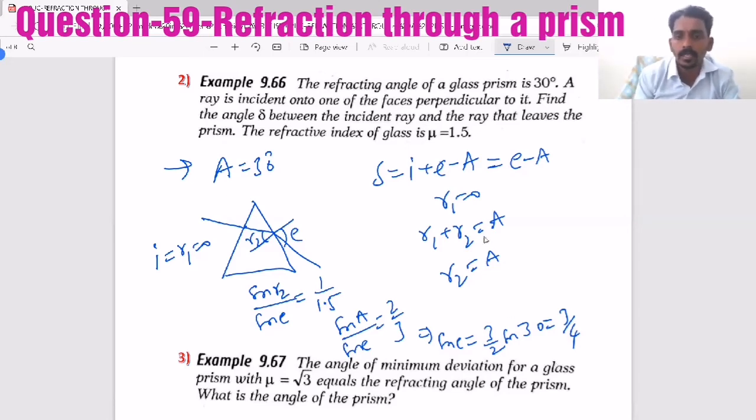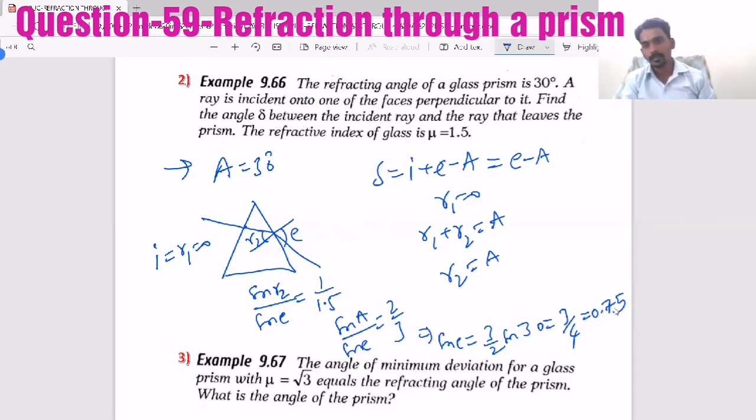Otherwise they have to mention it in the question. Then you can calculate the delta value, because A value is 30. E value you should know, means you have to know the 3 by 4 value. So 3 by 4 means 0.75. Sine 60 means it is root 3 by 2, that is approximately 1.7 by 2, so 0.86. But this is less than that. So less than that means the angle is slightly lesser.